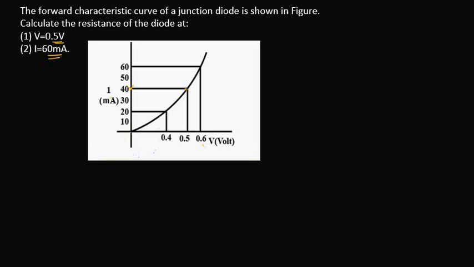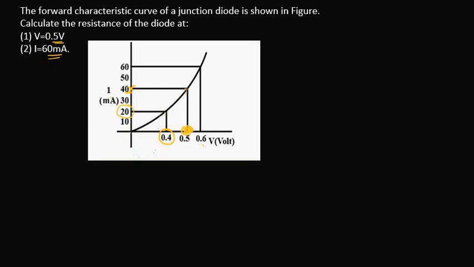So in the graph we are just marking the point. This is 0.5 volt, corresponding to the current value of 40 milliampere. So to find the resistance, we can find an interval. Here I am taking another point, that is 0.4 volt, corresponding to the current of 20 milliampere.